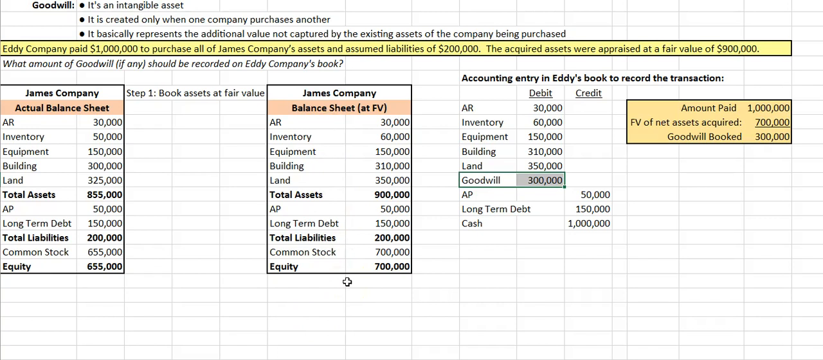Okay, if you want to do it very quickly without these transactions, without the entries, you simply say, well, how much did Eddy Company pay? Eddy Company paid $1 million. What's the net fair value of the assets acquired? That's the fair value of the assets minus the liabilities. The fair value of the assets was $900,000. The liabilities was $200,000. So they acquired a net fair value of $700,000, and they paid $1 million. Therefore, they overpaid, or they paid $300,000 for an intangible asset that's not captured by this book here, and we will call that goodwill.